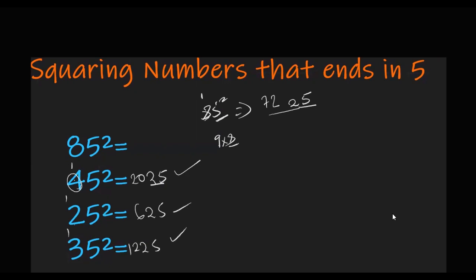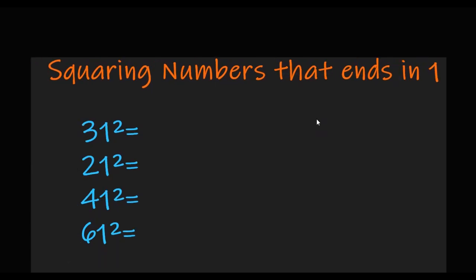So that's the trick. If you understood it, you can use this method to calculate any number that ends with 5. What about squaring numbers that end in 1? So for example, you have 31 in our example below, 21, 41, and 61. I have a trick here also, and this is for me another trick you can use every time. So let's see how you can do it.